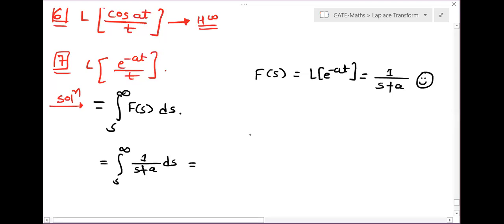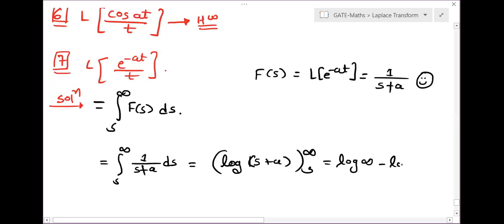So the integral of 1 upon s plus a is log of s plus a, or I can say log mod s plus a. Both are right over here because s is greater than 0, a is greater than 0, and s goes to infinity. So if you put upper limit minus lower limit, it is log infinity minus log of s plus a. And what is log infinity? Here its base is e, so you have to find the power of e for which its answer is infinite.